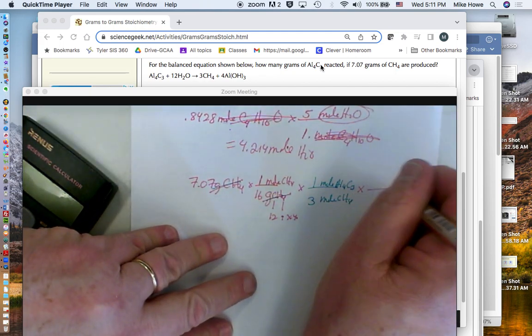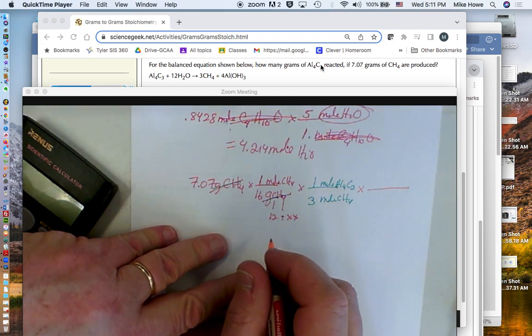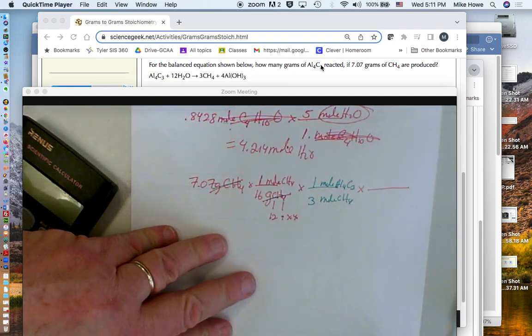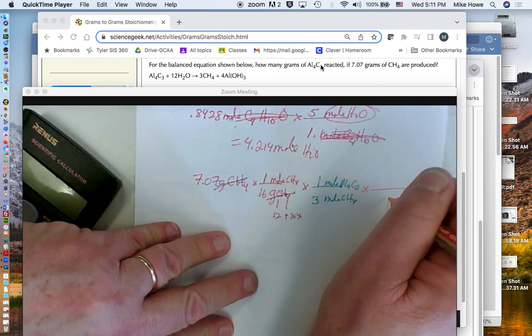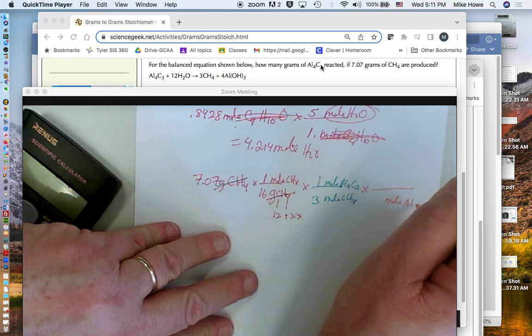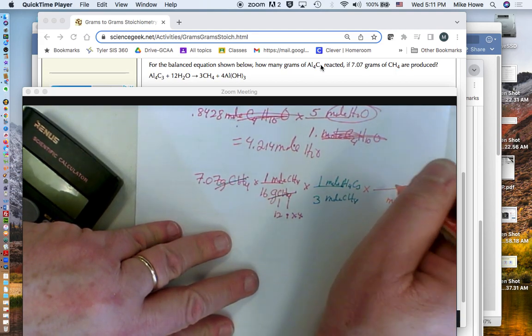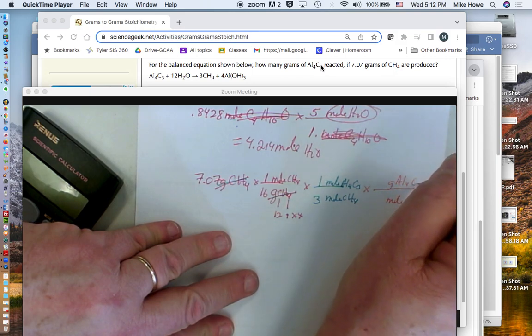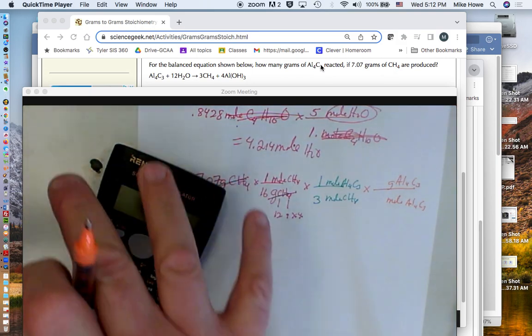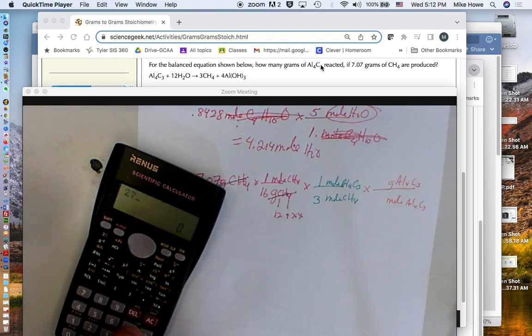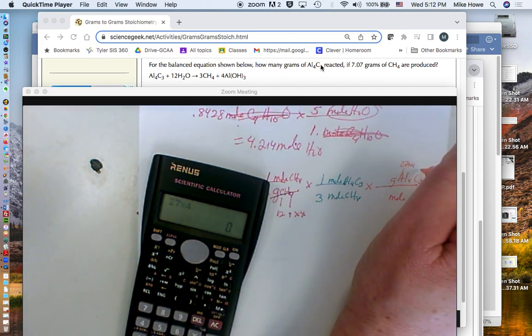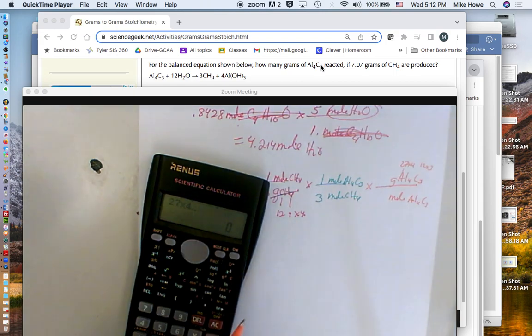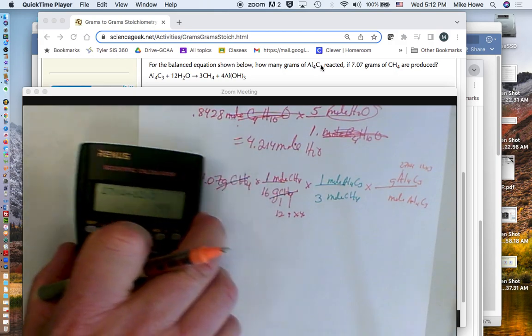Then the third step. The question asks us to find out how many grams of Al4C3 there are. Al4C3, by the way, is called aluminum carbide. So we'd have moles of Al4C3 down here and grams of Al4C3 on top. Al is 27 times 4. This is the mass of aluminum, 27 times 4. Carbon is 12 times 3. So we'd have 27 times 4 plus 12 times 3. Our final mass would be 144.